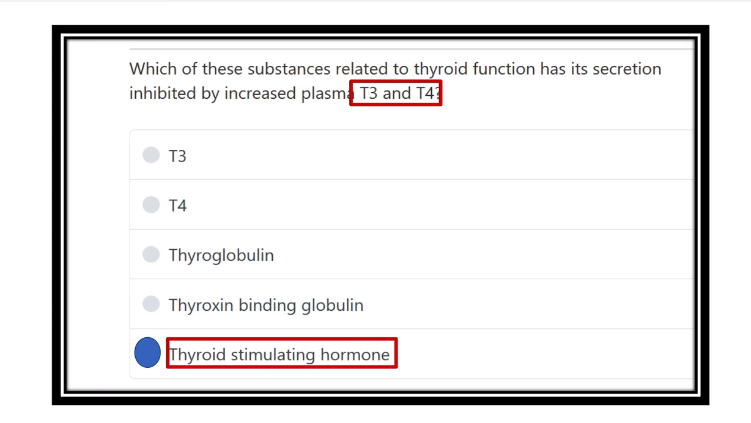That means when T3 and T4 are more, then TSH or thyroid stimulating hormone secretion reduces. When T3 and T4 are less, then thyroid stimulating hormone is secreted more.